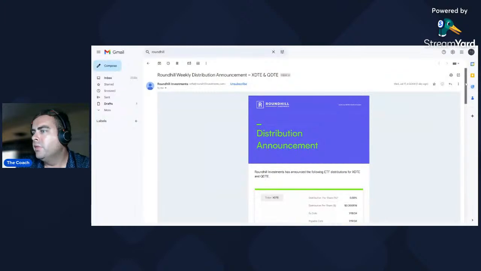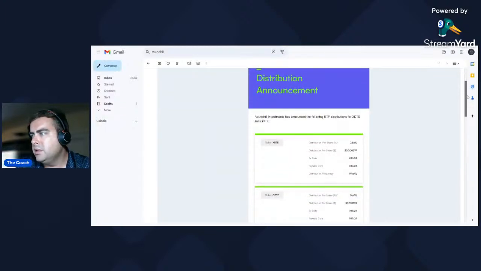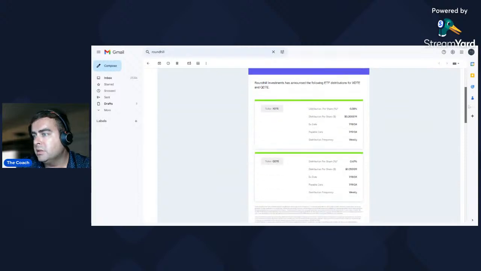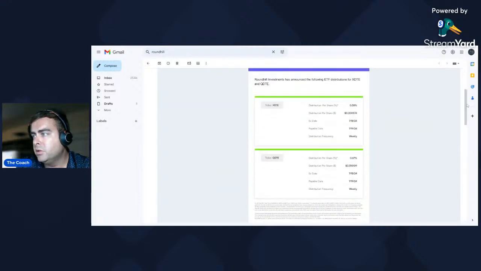Okay, so for this week, for XDTE, the payable date's tomorrow, which is Friday, the dividend was 20 cents. For QDTE, the dividend was 31 cents. So it's an even 20 cents, even 31 cents. Easy math this week. Okay, with that, let's look at the spreadsheet and do our updates over here. I think this is useful to a lot of you, being able to see every week where we stand with both of these.